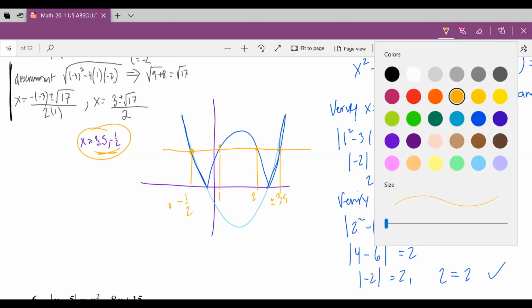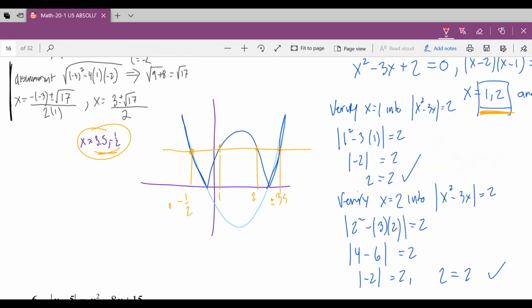So I'm pretty confident that x equals 3 plus or minus root 17 over 2, and 1 and 2 are solutions. So let's just state this and let's put this to sleep. Solutions: 3 plus or minus root 17 over 2, and 1 and 2. And there is my solution set.